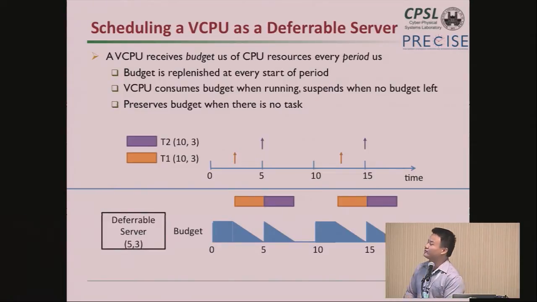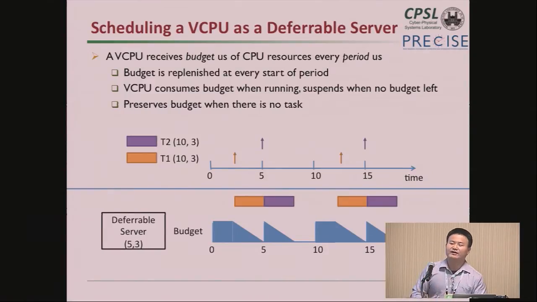A third thing we consider is a server mechanism. We actually consider a lot of real-time scheduling servers. Here I give one example of the deferrable server. A vCPU would receive budget microseconds of CPU resources every period microseconds, and the budget is replenished or reset at every start of the period. Whenever a vCPU is running, it consumes its budget, and it would suspend when it runs out of budget.